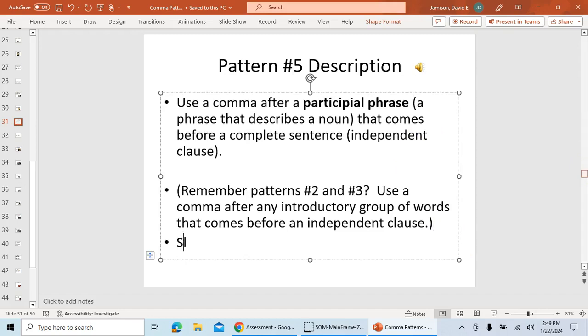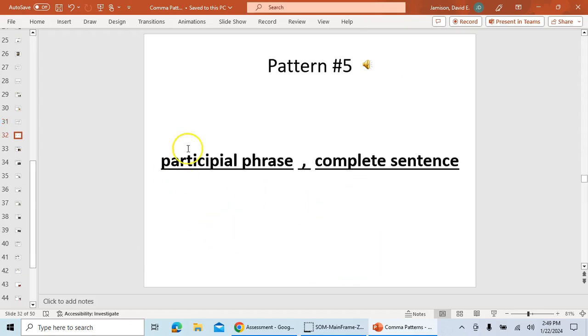So, I misspelled sluggishly. Yeah, sluggishly, comma, my car drove down the road. Sluggishly is a description of my car and how it's driving. So I put a comma after it. Participle phrase, complete sentence.